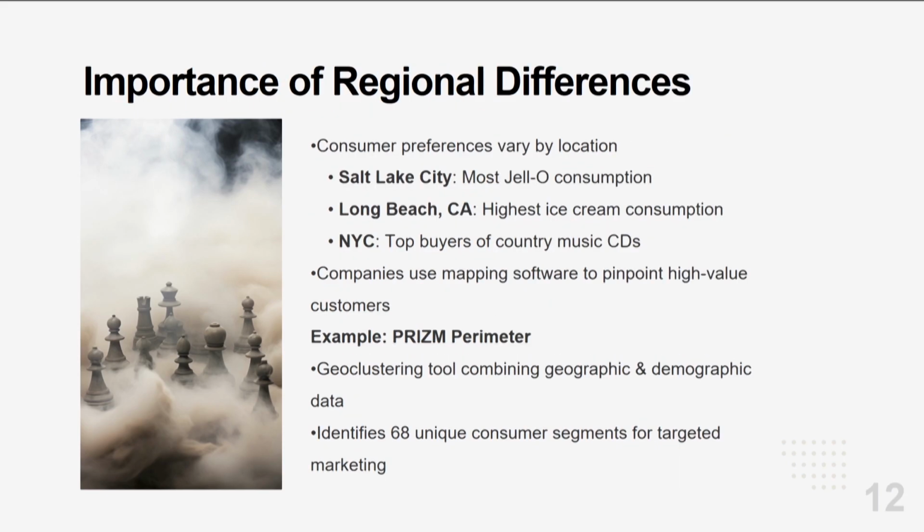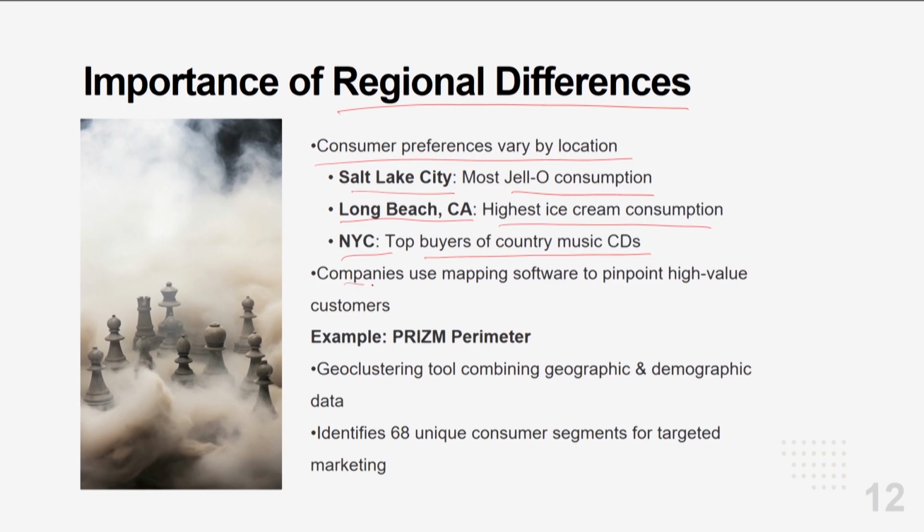Now, why are regional differences so important? India specifically is a country where food changes every 200 kilometers and the dialect changes every 350, 400 kilometers, is a space where this is the most relevant possibly amongst all developing nations in the world, and consumer preferences vary by location. For example, Jello consumption is highest in Salt Lake City. In Long Beach, California, you have the highest ice cream consumption. New York has top buyers of country music CDs. Obviously, with the advent of streaming music, this has changed. But at that point in time, when CDs ruled the roost, New York used to have the maximum number of CD purchases.